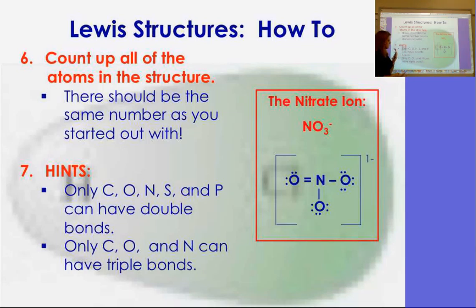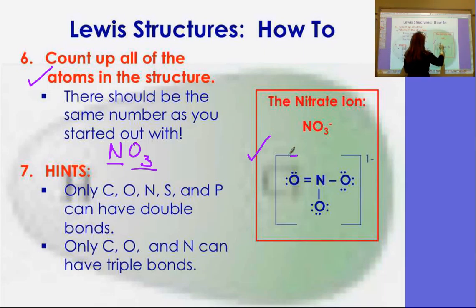Step 6. Make sure step 6 and 7 really are just double checking yourself. Do you have all the atoms that you should? We did NO3. Do I have 1 nitrogen and 3 oxygens? You look at your picture. I do. Since this is an ion, you have to put this in brackets and just show that I have a 1- charge.